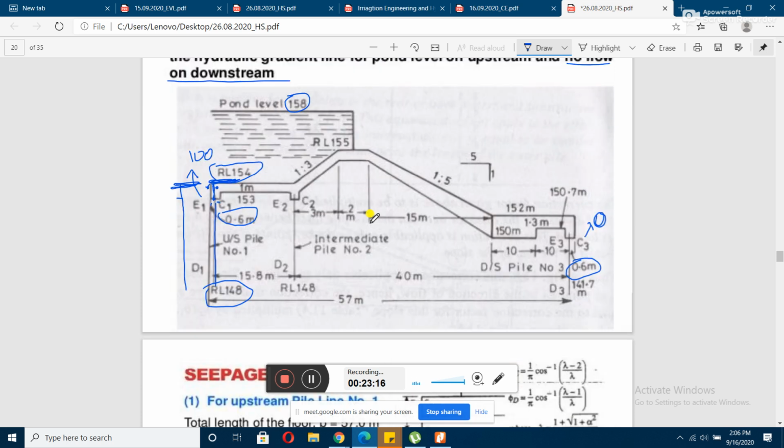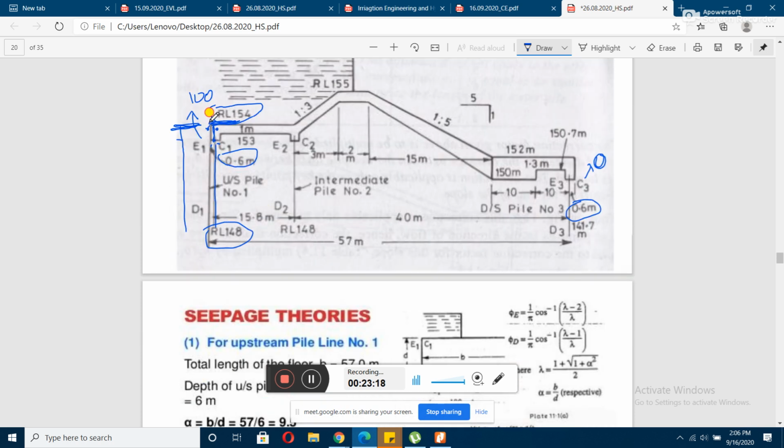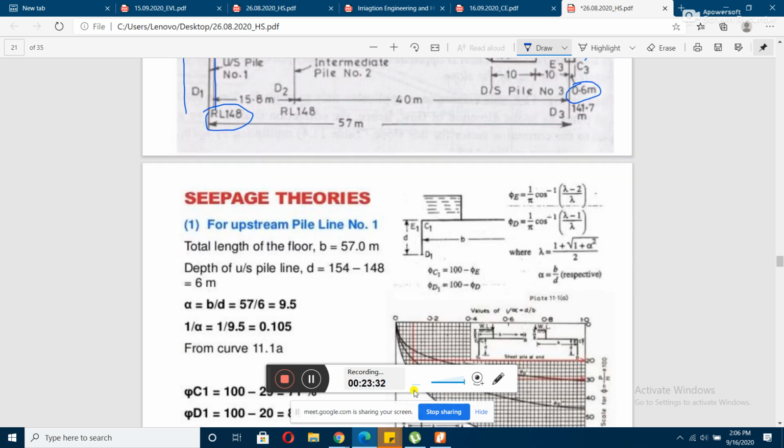The total floor length that we have to consider is right from this to this. So we will consider the structure to be a straight line like this. The total floor length, you can see, is 57 meter. So 57 meter is the total floor length.